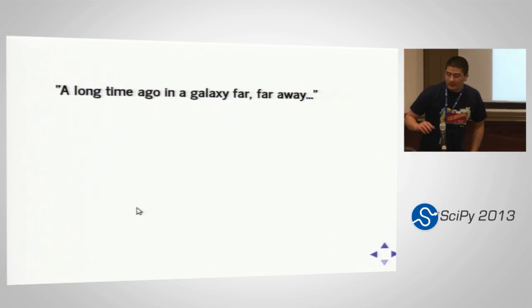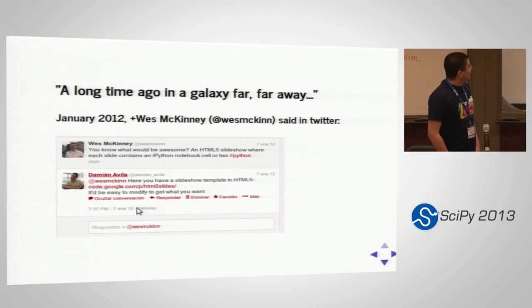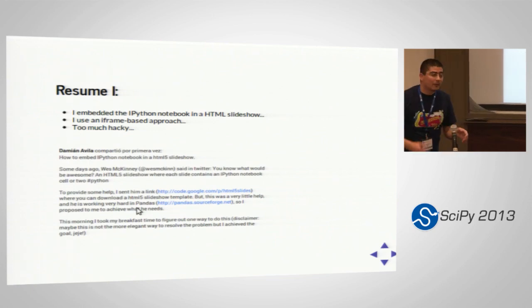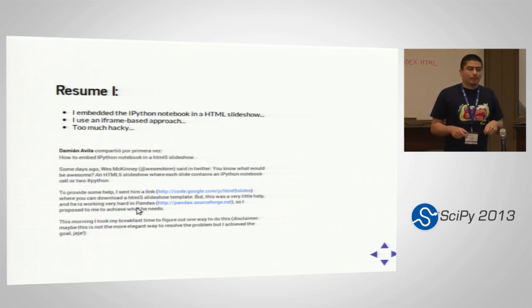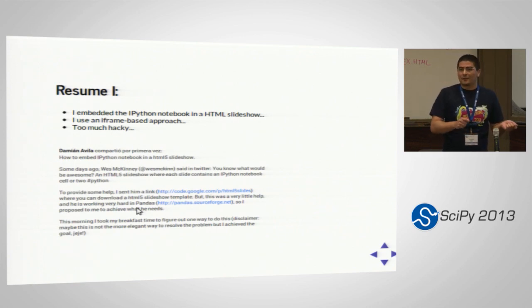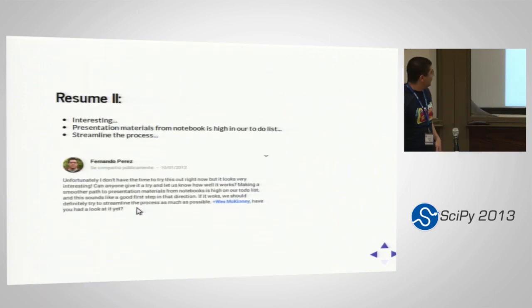Well, first, some background. A long time ago, in a galaxy far, far away, actually a year ago, Wes, the lead developer of Pandas, said, what would be awesome? An HTML5 slideshow where each slide contains one or two IPython cells. Well, I took this one, and in a couple of hours, I embedded the IPython notebook in an HTML5 slideshow, the Google one. I used an iframe-based approach, but it was too hacky, because when you restart the notebook server, okay, the URL changed, so you have to change the address in the source file of the HTML5. It was very hacky. But Fernando, who is here, said it was interesting.